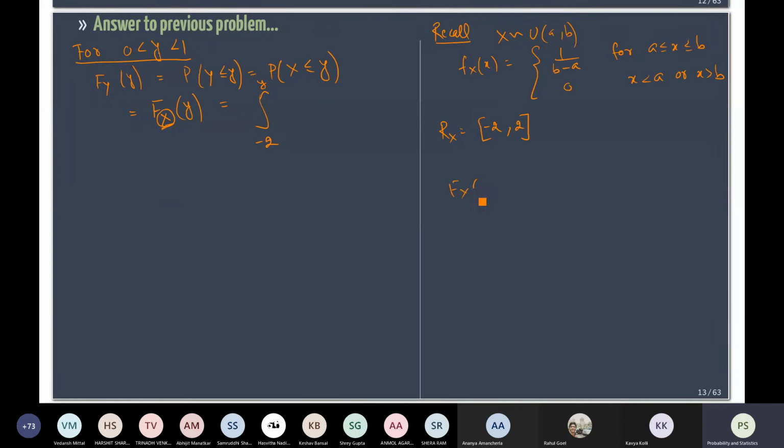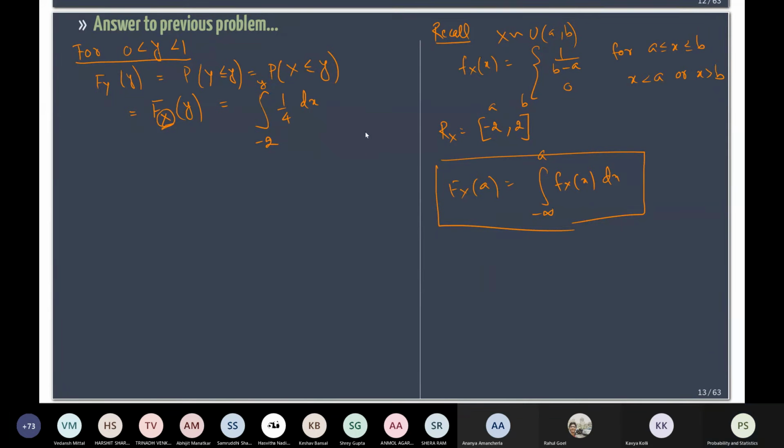Remember, F_X(a) is defined to be the integral from -infinity to a of the small f_X(x) dx. That's how the CDF is defined. In our case, a is y, and the range from -infinity to -2 has no mass, so those values are considered to be 0. That's why we started from -2 to y. Then the PDF of x is 1 by b minus a. In our case, b minus a is 4, so 1/4.